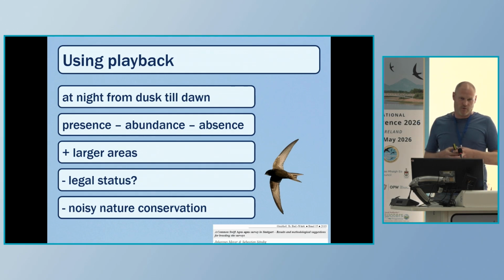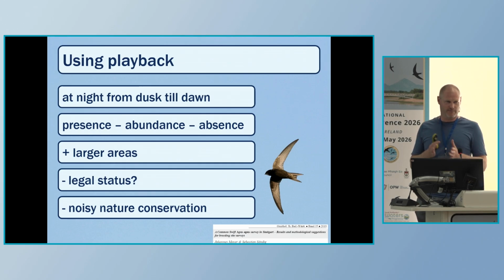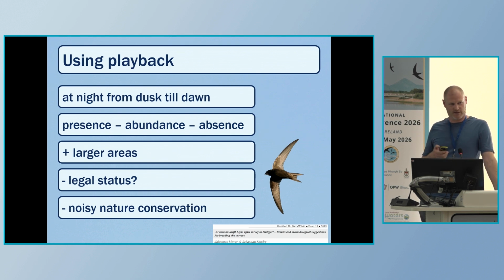So I avoid doing it during night. In Vienna, we are lucky that the sunset is 8:30. So I have from 9 p.m. to 10 p.m. I can do this method without problems. And I prefer to do it outside residential areas to avoid disturbance also from humans.